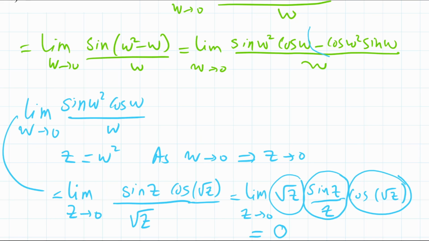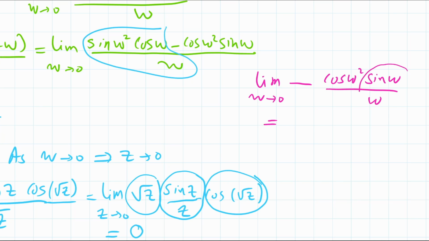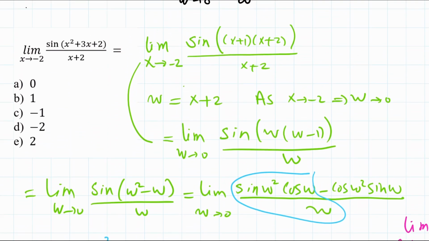So this part has been resolved here, and we're only left with the second part, which is the limit as w goes to 0 of minus cosine w squared sine w divided by w. Now as w goes to 0, this is going to go to 1, and cosine of 0 is 1, so this is going to go to minus 1. And if you add the 2, then the answer is just minus 1.